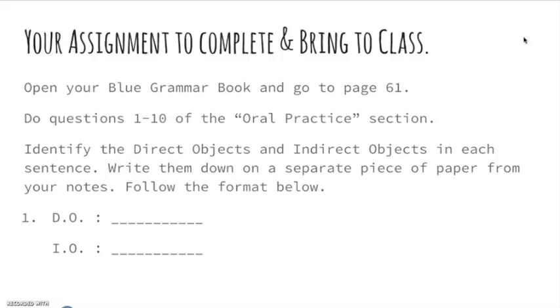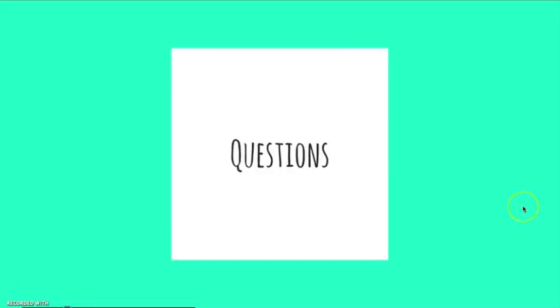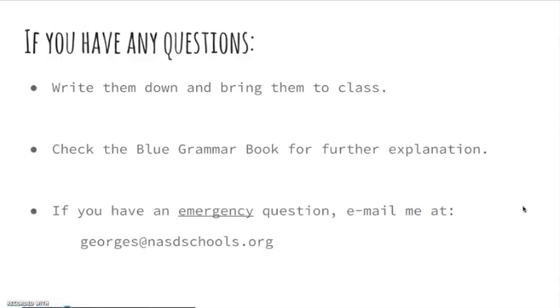First, you put down the number of the sentence, and then you put a line for DO, or the direct object, and leave a space. Then you skip a line, and you go IO, and you leave a space. That's how you're going to differentiate which answer goes with which. And for questions, if you have any questions, write them down and bring them to class. Check the blue grammar book for further explanation. If you have an emergency question, email me at georges@nastschools.org.